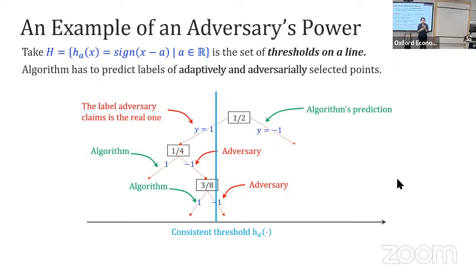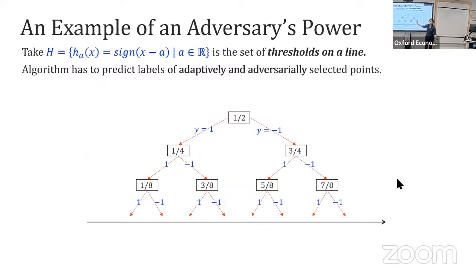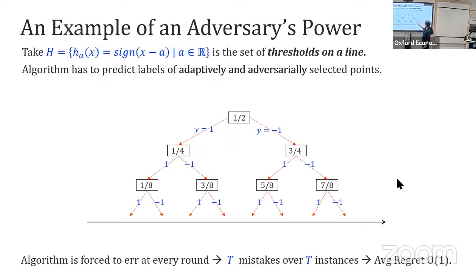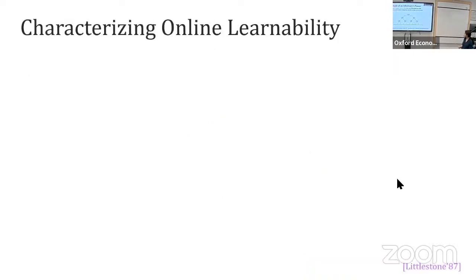So even in this super simple class H, the adversary, by just adaptively deciding where to ask questions, and it could have gone down any which way, made sure that the algorithm was forced to make an error on every single round. And at the end of the day, the best classifier would have made 0 mistakes. So this is a toy example of why learning becomes so much more impossible as soon as you allow adaptivity, even if you limit yourself to a very simple function class.